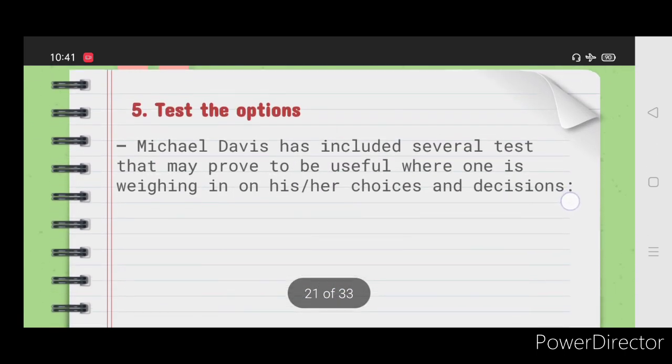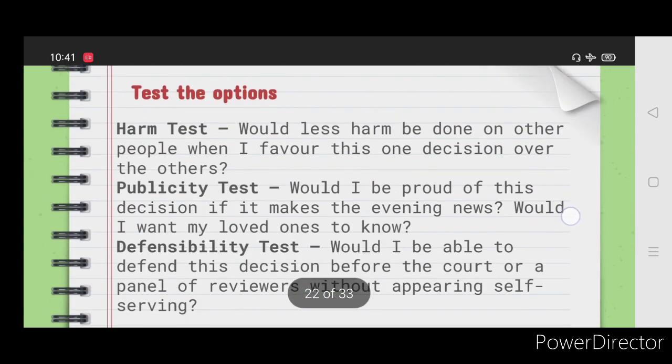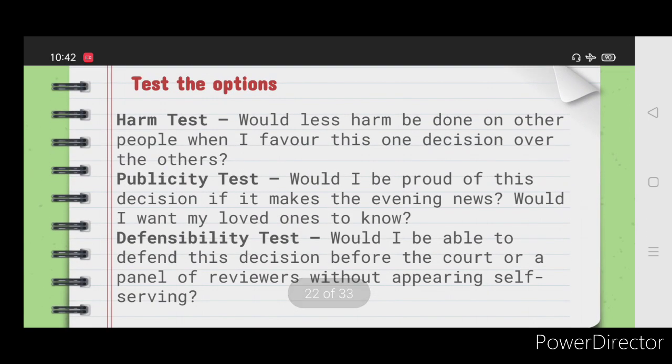Next is test the options. In test options, we have a lot of tests. Okay? Michael Davis has included several tests that may prove to be useful when one is weighing his or her choices and decisions. First is yung harm test. Okay? Would less harm be done to other people when I favor this one decision over the others?